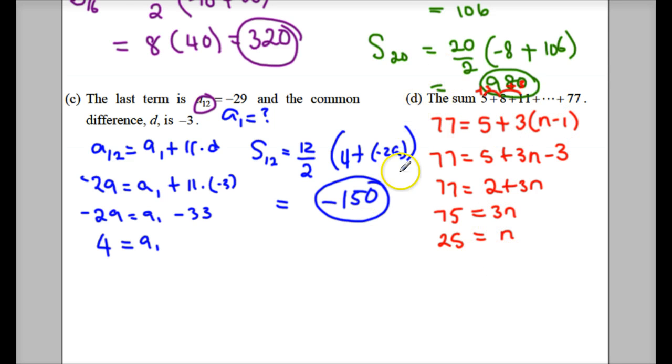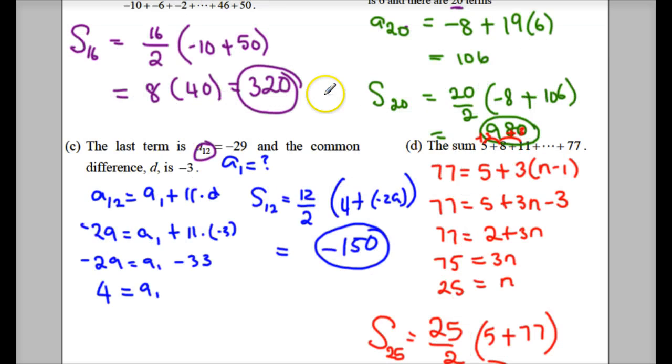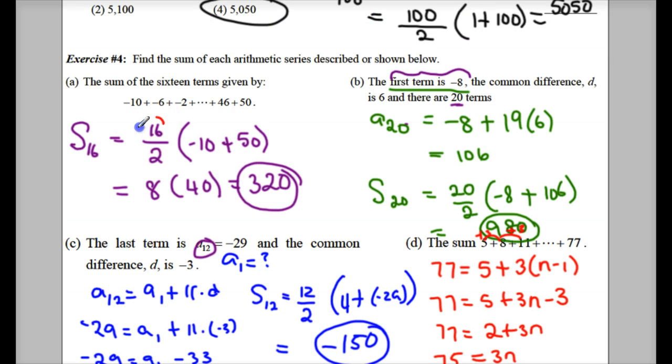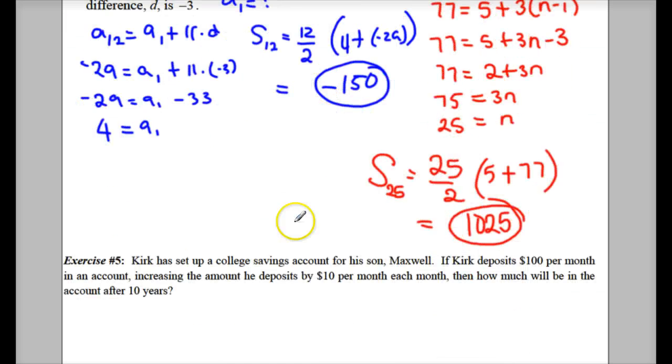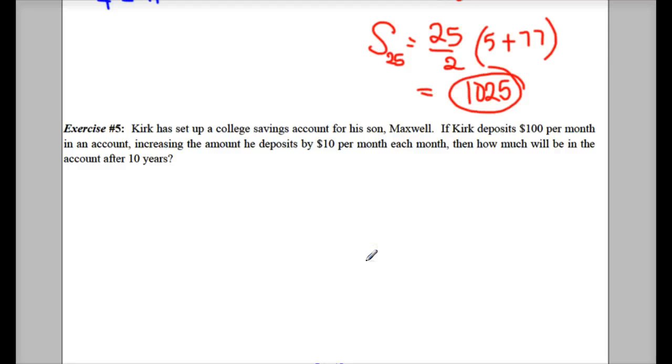I get 25. Now that I know this, I can find the summation of 25, which is simple. 25 over 2, my first term, which is 5, plus my last term, which is 77, and this will give me 1025, and that's it. So in this case, where I was not given n, I could have done the same exact thing here and solve. One last example before I let you go.